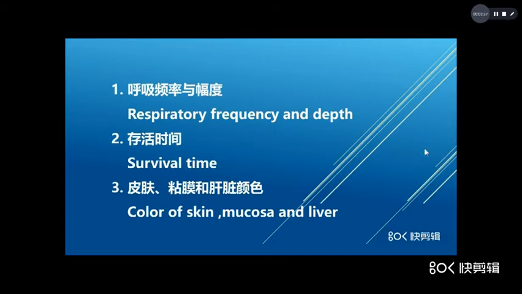You must observe respiratory frequency and depth. Observe swallow time. Observe the color of skin, mucosa, and the liver.